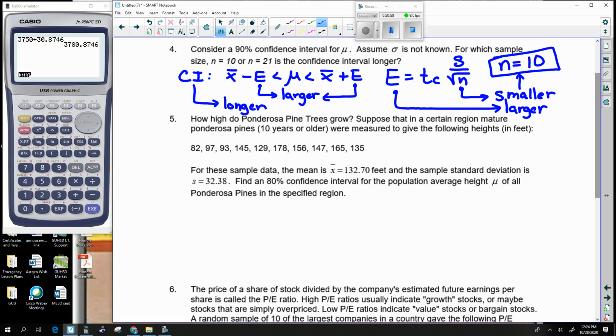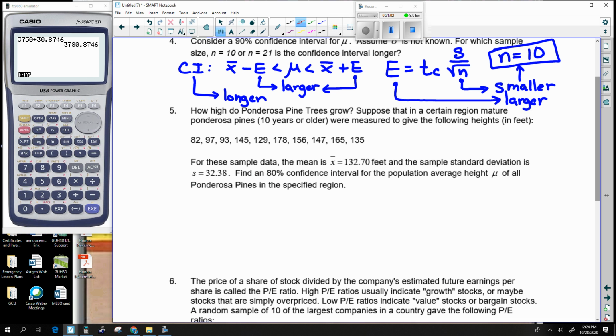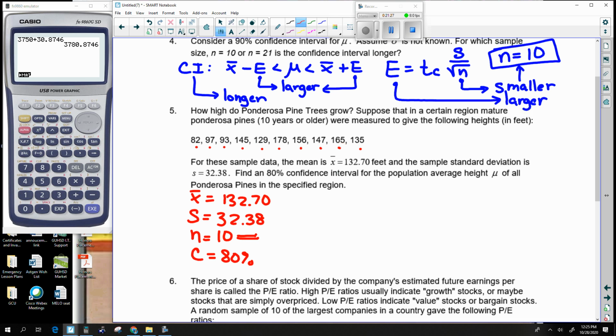Okay, that was so nice of them. They give me the X bar so I don't have to plug and chug. So X bar in this situation is 132.70. Standard deviation, notice how it's an S, of 3238. The sample size is 10. And I want a confidence of 80%. So the first thing I do is establish my degree of freedom, which is n minus 1, which is 9. Notice how n is still 10, though.